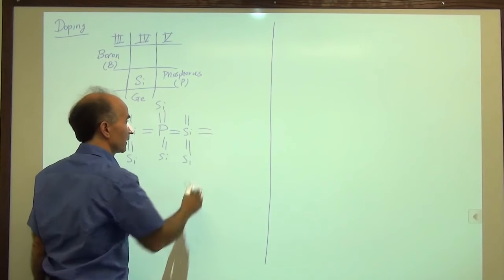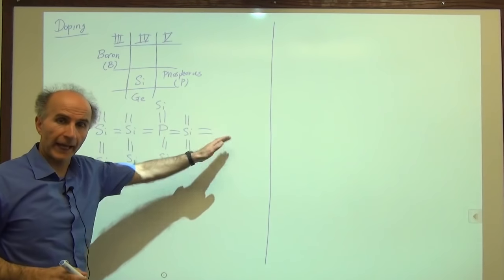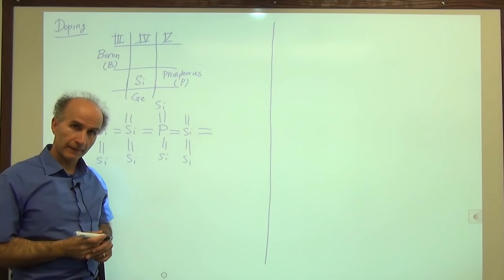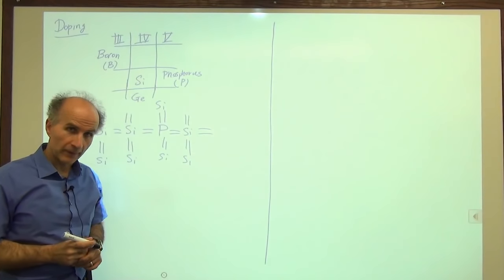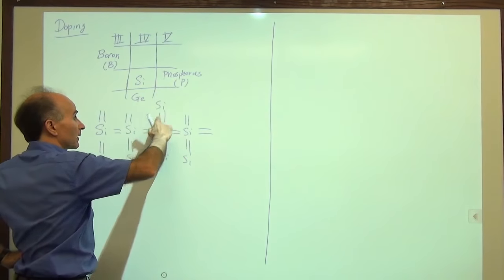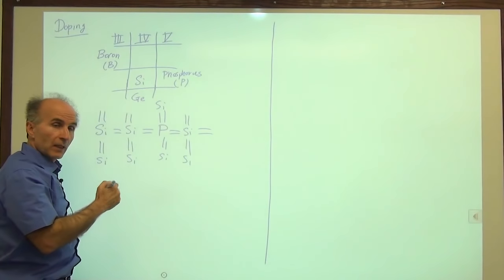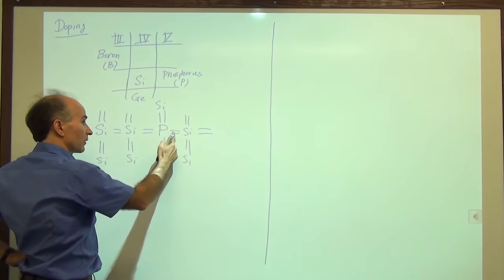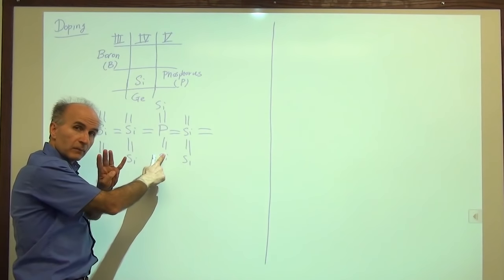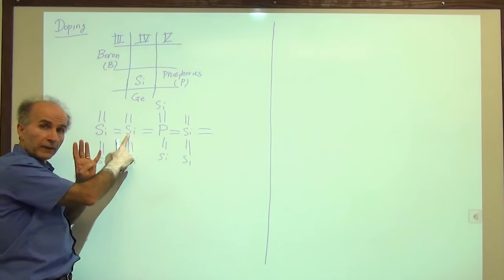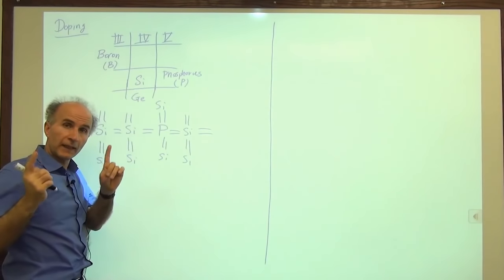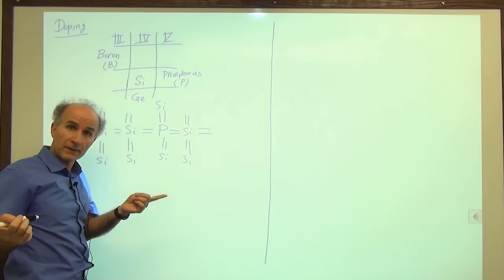Okay? So once in a while, I add a phosphorus atom. So what exactly happens in this case? Something interesting happens. The phosphorus atom has 5 electrons in its outermost shell. Now, when it starts sharing these electrons with the neighboring silicon atoms, it shares 4 of them, just like the silicon did before. So this phosphorus atom has 1 electron that is able to share with anyone else, right?